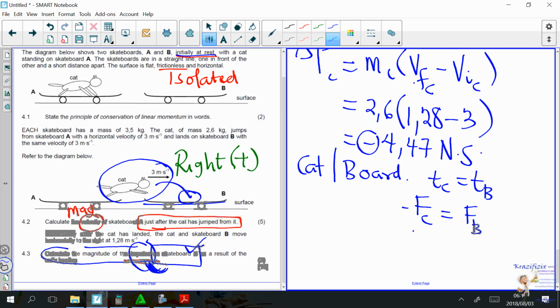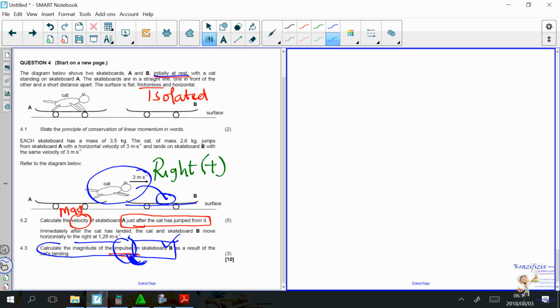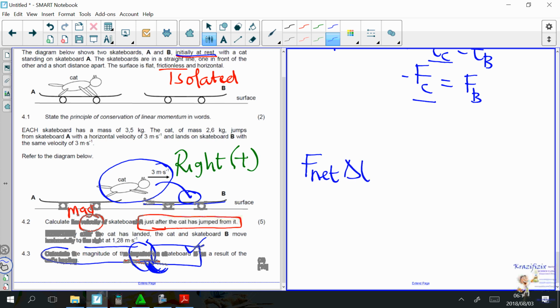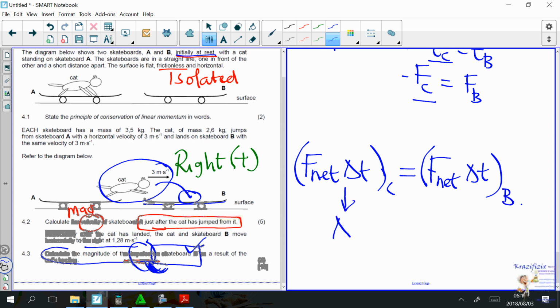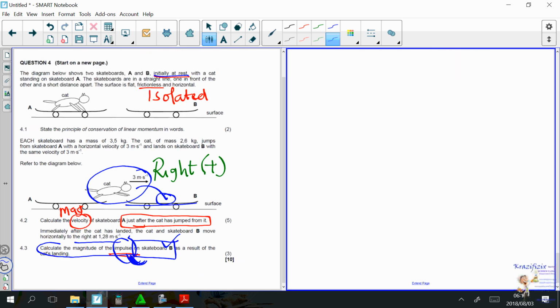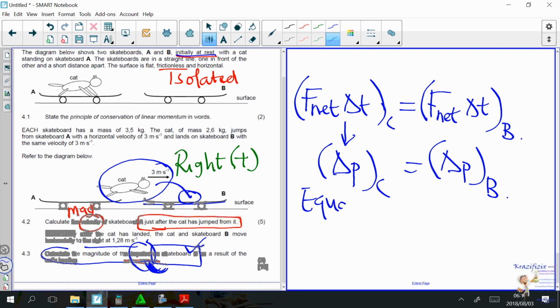But in magnitude, they'll be the same. So if my F and my T are the same, check this now. It simply means F net delta T of the cat should be equal to F net delta T of the board. By the way, what is this? Change in momentum of the cat should be equal to change in momentum of the board. Do you see that? That's why we got the same answer. But we now said it must be equal in magnitude, but what?